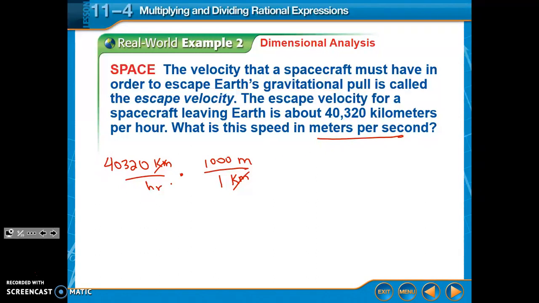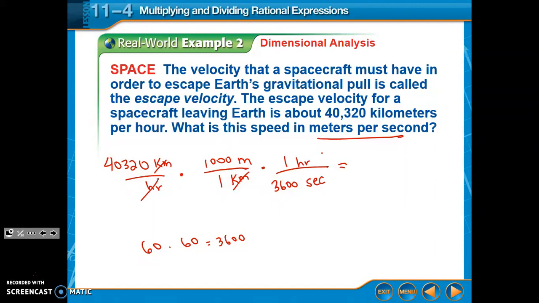And I want to go from hours to seconds. So I want to get rid of hours, so I'm going to put hours on the top, and I want to go to seconds. So I want to know how many seconds are in an hour. Well, there's 60 seconds in a minute and 60 minutes in an hour. So there's going to be 60 times 60, which is 3,600 seconds in 1 hour. Okay, and then I'm going to multiply.